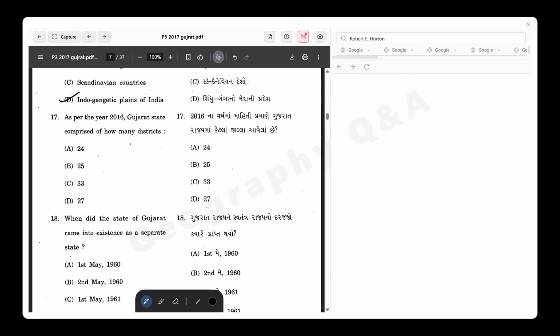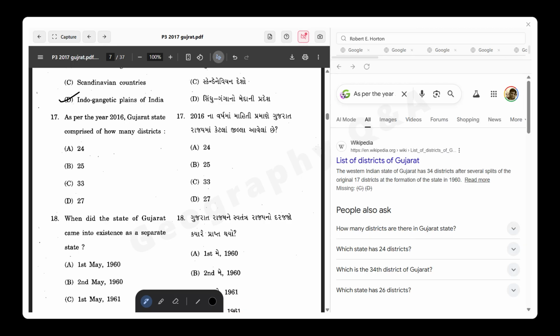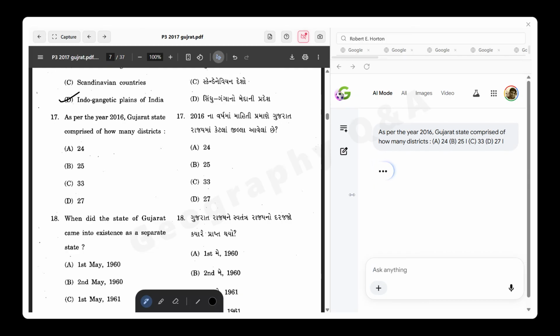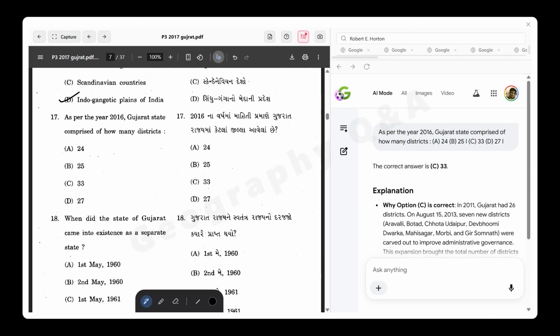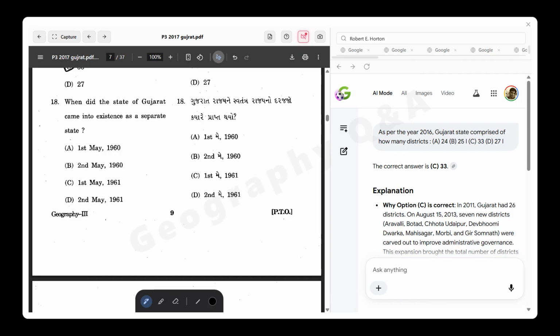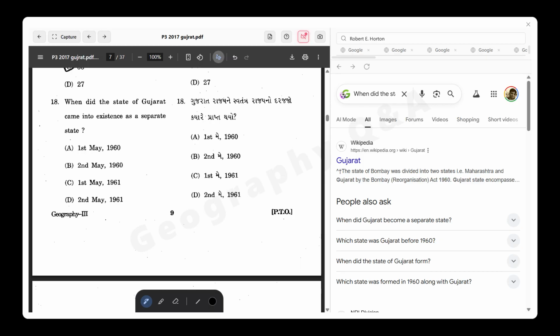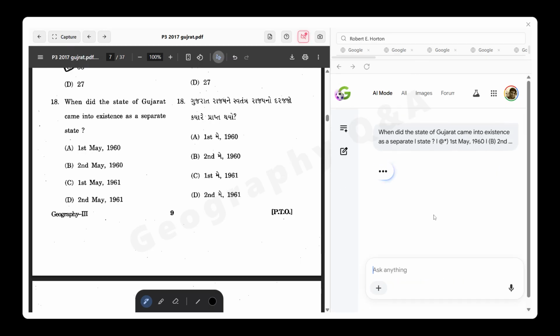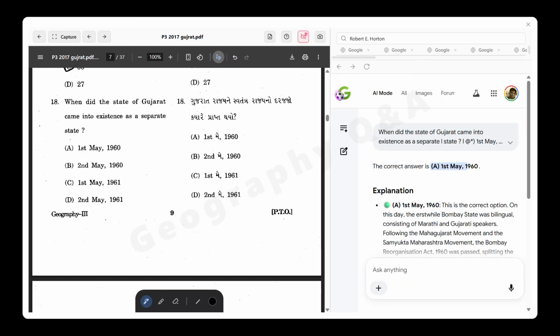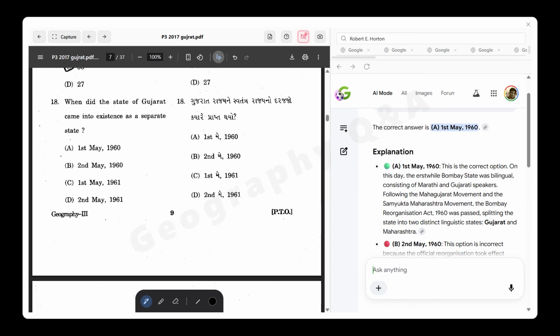As per 2016, Gujarat state comprises how many districts? So Gujarat state has how many districts? 33. Okay, Gujarat has 33 districts. When did Gujarat come into existence as a separate state? Maybe 1st May 1960 or what? Let's check. 1st May 1960 is the correct answer.